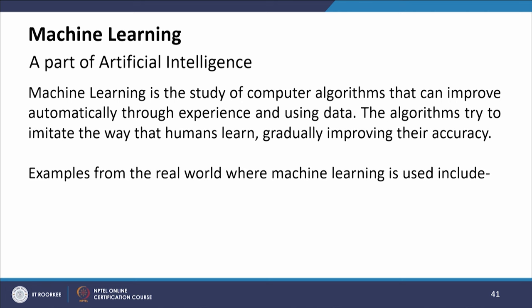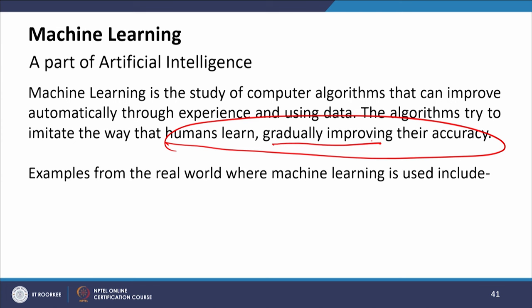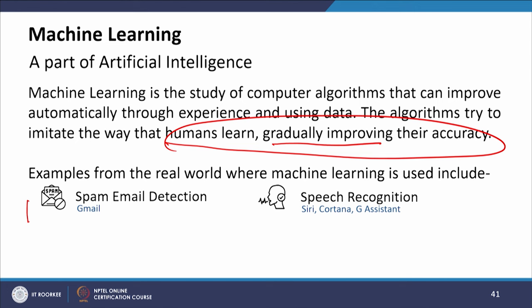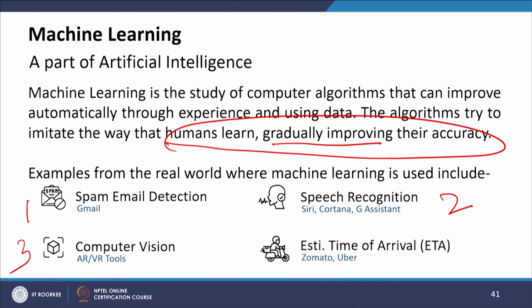Machine learning is a part of artificial intelligence and is a study of computer algorithms that can improve automatically through experience and using data. The algorithms try to imitate the way that humans learn, gradually improving their efficiency and accuracy. So, we are looking at this gradual improvement of accuracy. Examples from the real world where machine learning is used include: 1. Spam email detection that is used by Gmail. The second is speech recognition like Siri, Cortana and Google Assistant. The third is computer vision, augmented reality, virtual reality tools and estimated time of arrival, Zomato and Uber.